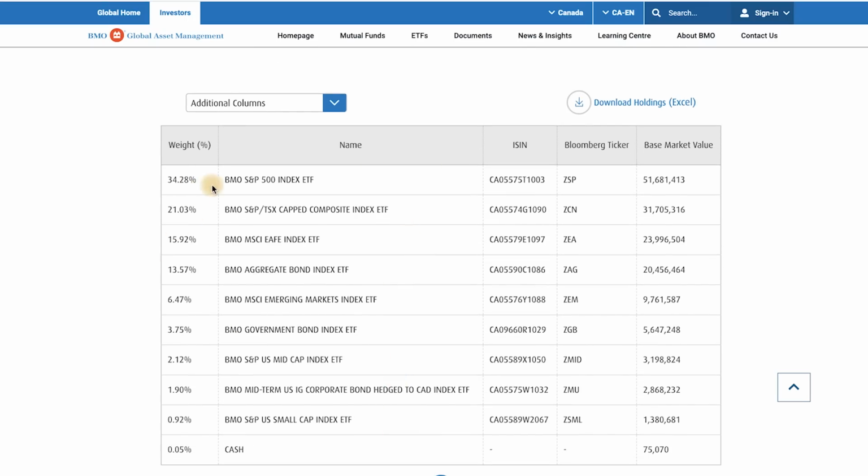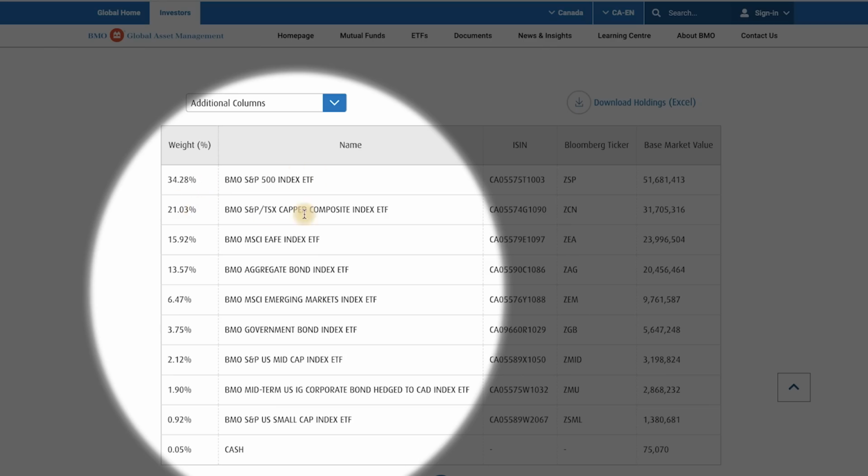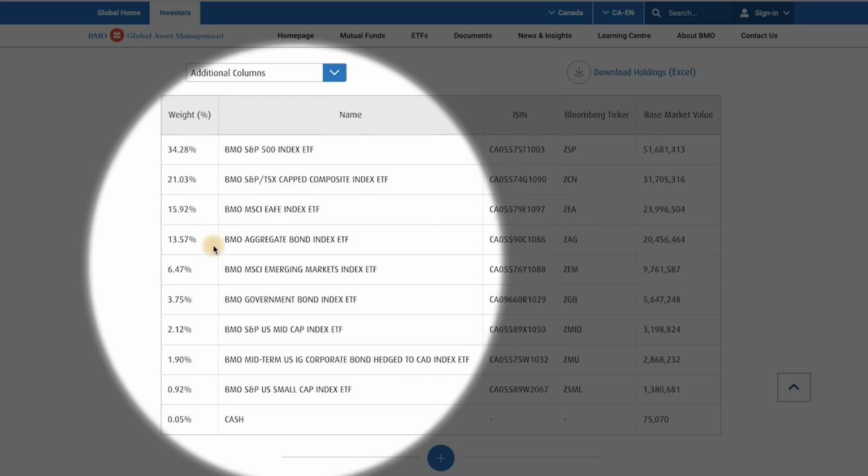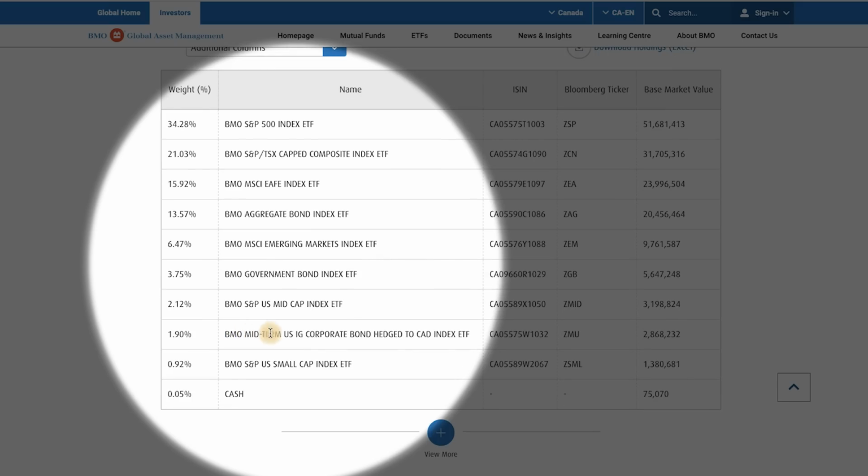So the heaviest weighting is in US stocks, and then Canadian stocks, international stocks, and then we've got some bonds right here. We've got some emerging market stocks, and we've got some government bonds, and we've got some US mid-cap stocks, and some US midterm bonds, and we've got some US small cap stocks.